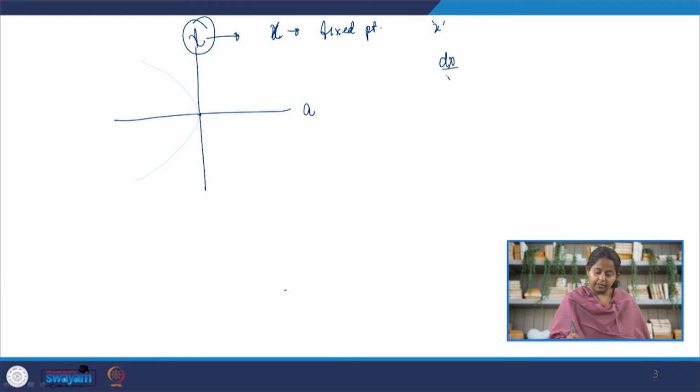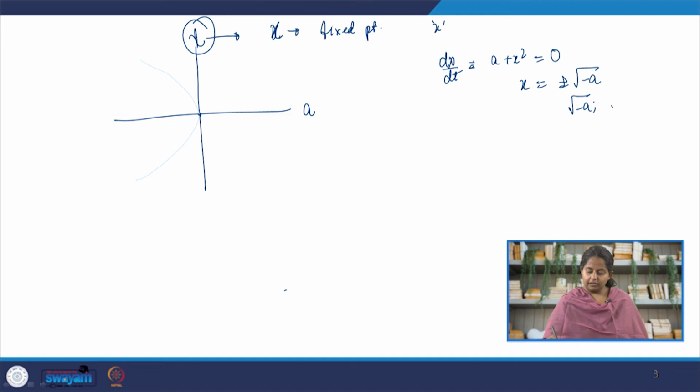because remember our system is dx by dt is equal to a plus x square. To find the fixed points, make this equal to 0. So x is equal to plus minus under root minus a, and when a is less than 0, we get two fixed points. One is this one and the other is this one.